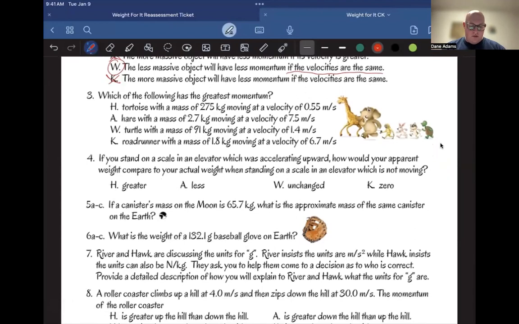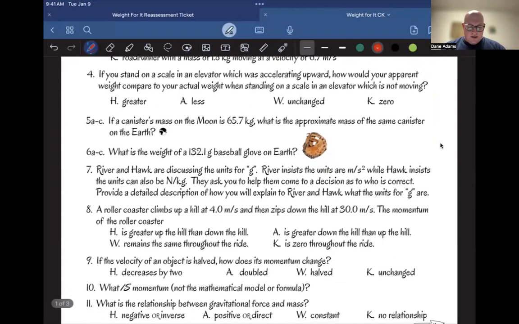Number 3 says, which of the following has the greatest momentum? We've got 4 animals, each with their mass given and a velocity. So to find their momentum, we need to multiply their mass by their velocities. So 275 times 0.55, 2.7 times 7.5, so on and so forth, and select the number that ends up being the biggest. And I think, if I'm not mistaken, the tortoise has the most momentum. The tortoise is moving very slowly, but its mass is really big. So it ends up having the most momentum.